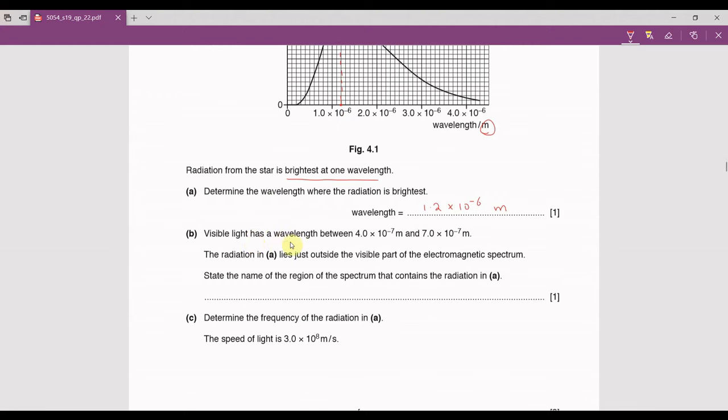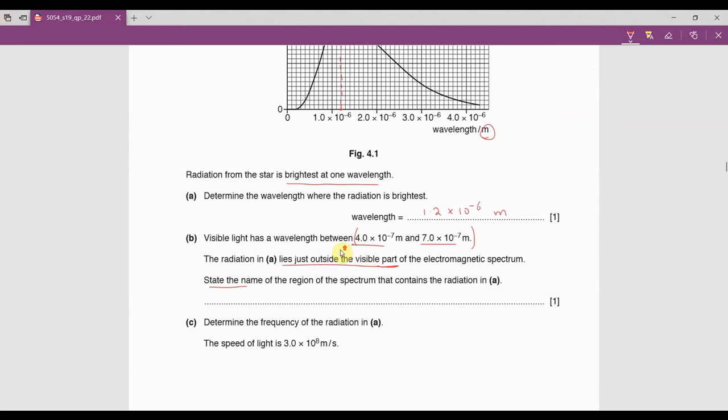Visible light, part B. Visible light has a wavelength between this value and this value, and what they're saying is the radiation in A lies just outside the visible part of the spectrum. So it's just outside the visible part of the spectrum, and this is the range for the visible part, this one right here. So they're saying state the name of the region of that spectrum that contains the radiation in A.